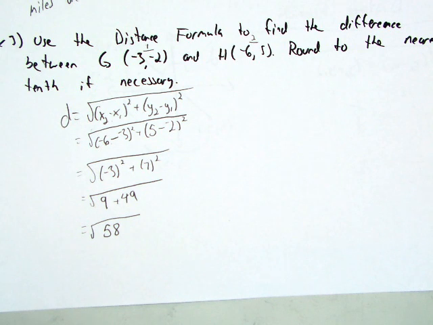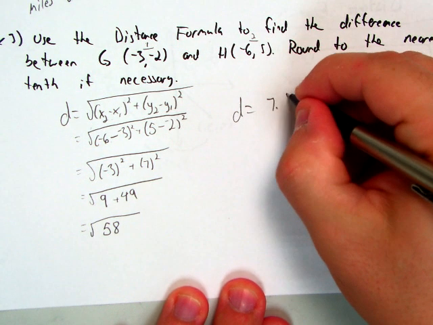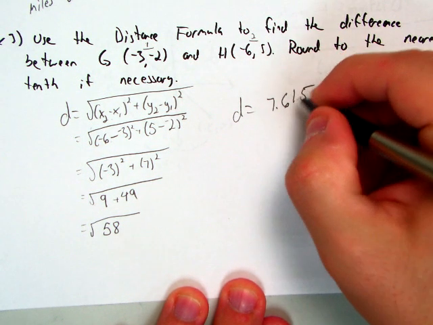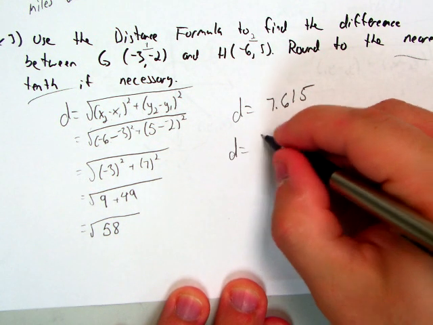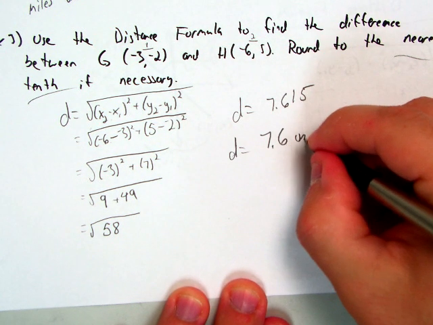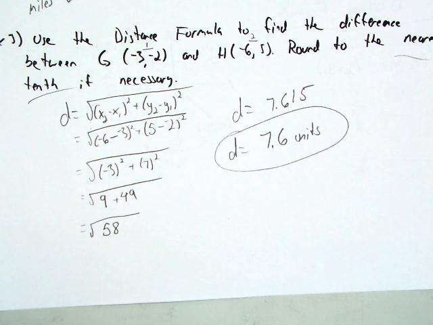And then the square root of 58 rounded to the nearest tenth. So right now I have d equals 7.615. Rounded to the nearest tenth, the distance would be 7.6 units.